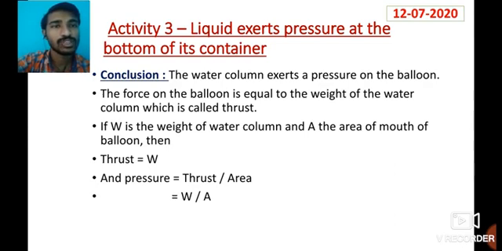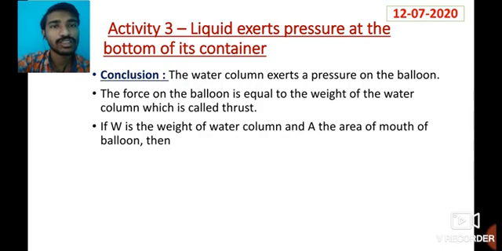So here, students, you have to know one thing. If W is the weight of the water column, A is the area of the mouth of the balloon, then we will denote thrust by W. What do you mean by thrust in this experiment? Thrust is nothing but the weight of the water column. So thrust is equal to W.